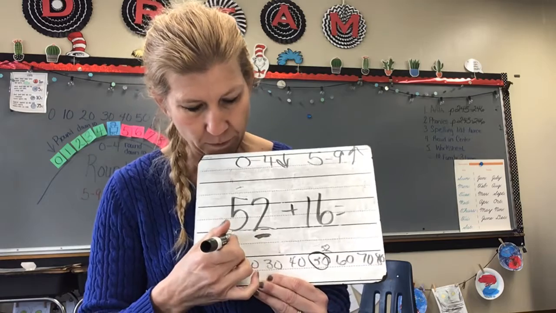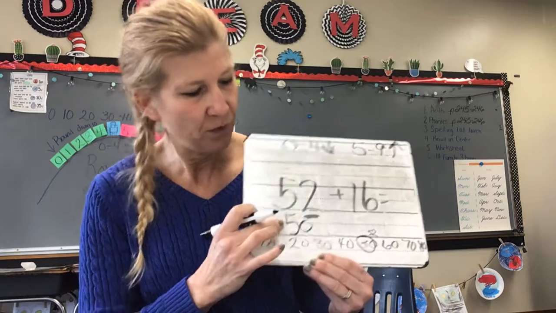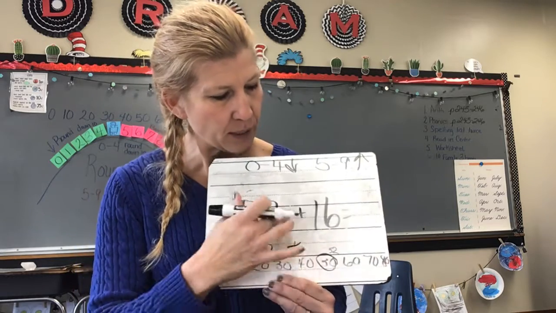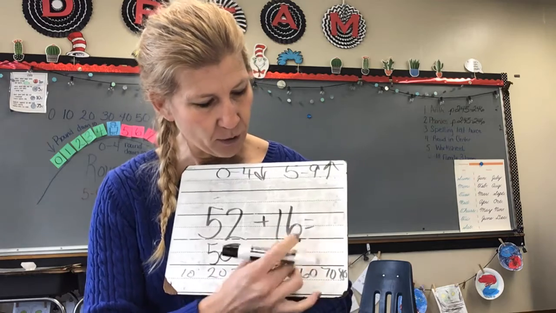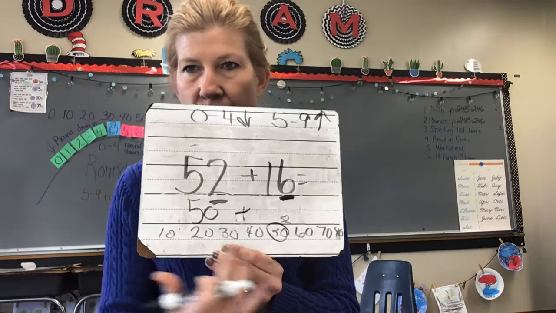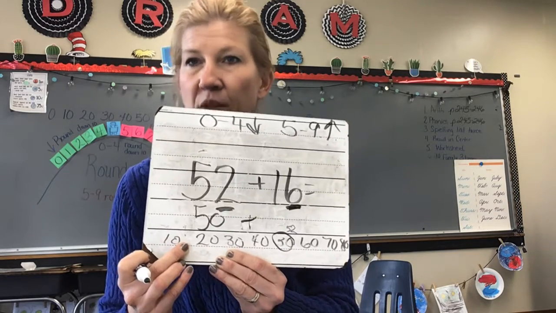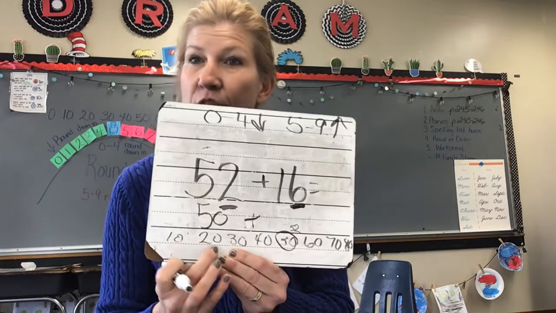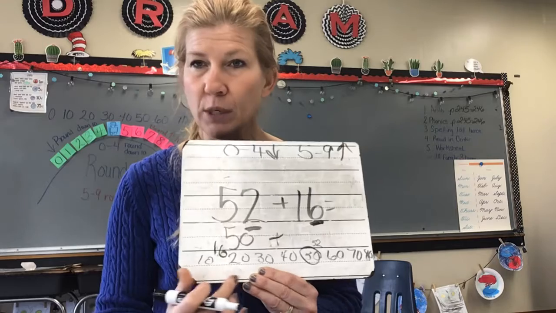Okay, it's hard to write backwards, sorry. All right, so I'm going to put 50 here. Plus, now they want us to estimate 16. All right, so I'm going to underline my number in the ones place, and I decide, where does 16 fall? All right, 16, I would say 10, 11, 12, 13, 14, 15, 16, 17, 18, 19, 20. So 16 is between 10 and 20.